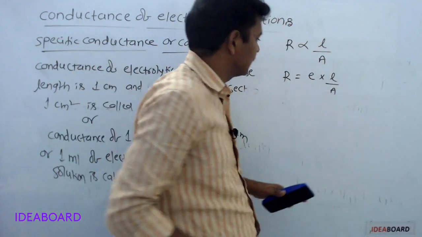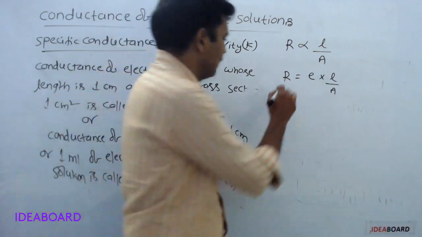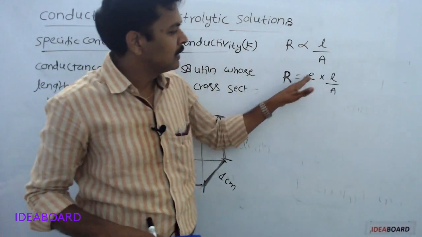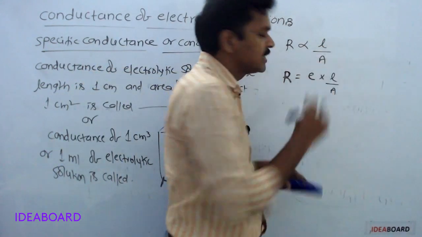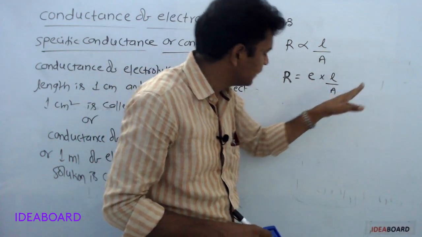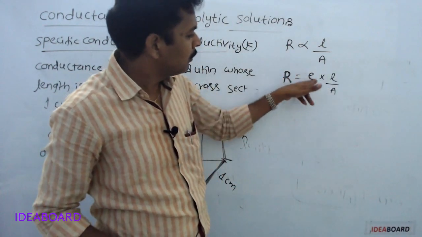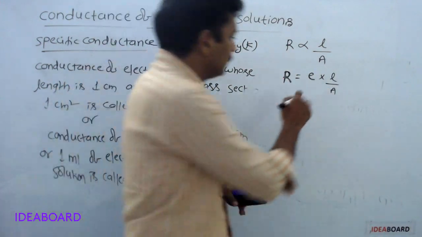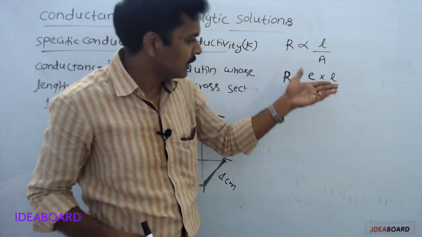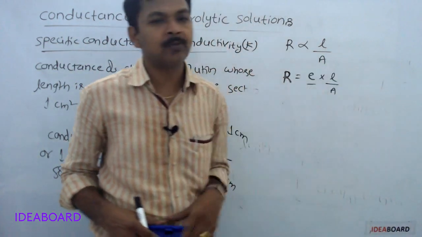This rho is nothing but a specific resistance or resistivity. R is resistance. Rho is specific resistance or resistivity. If L is equal to 1 centimeter and A is equal to 1 centimeter square, then rho is equal to R only. So this specific resistance is nothing but the resistance of the conductor whose length is 1 centimeter and area of cross section is 1 centimeter square.